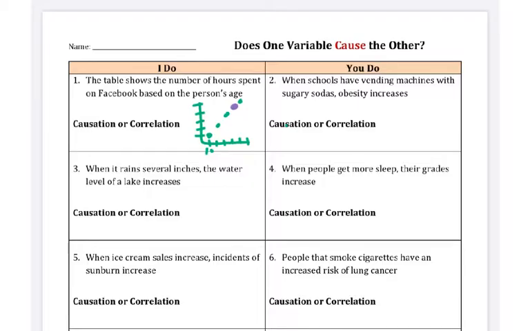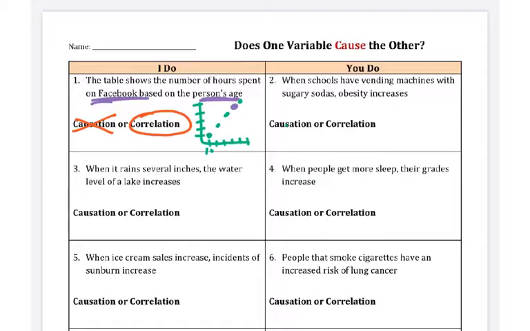But is there causation? Does your age cause you to be on Facebook? Does Facebook cause someone's age? No, this is not causation. Facebook doesn't cause someone to have a certain age, but there is a pattern here. So this is called correlation. Okay, Facebook does not cause a person to age, so that's not causation, just correlation.